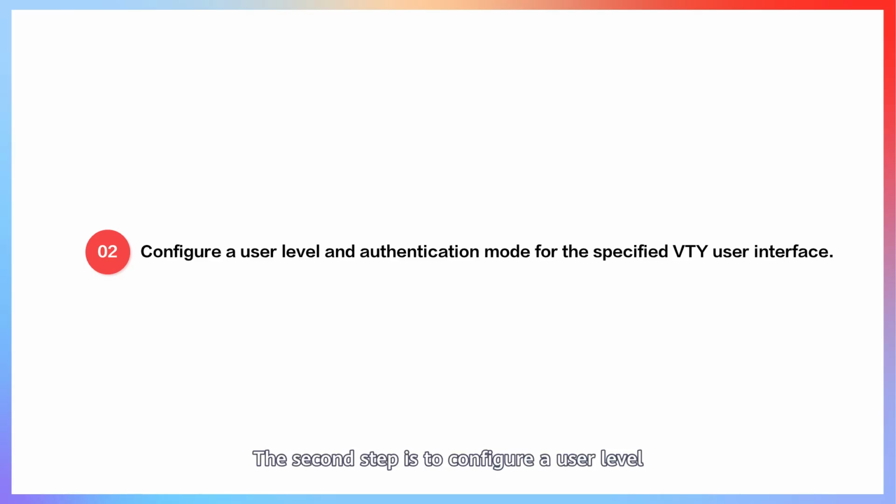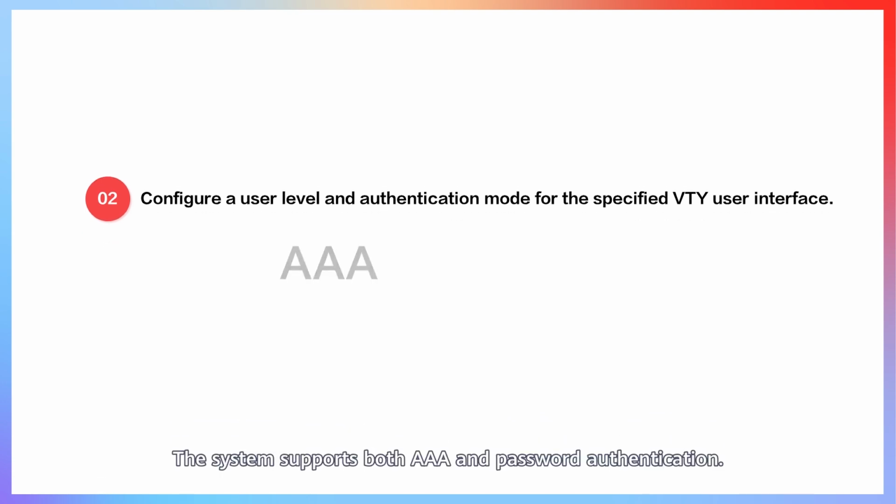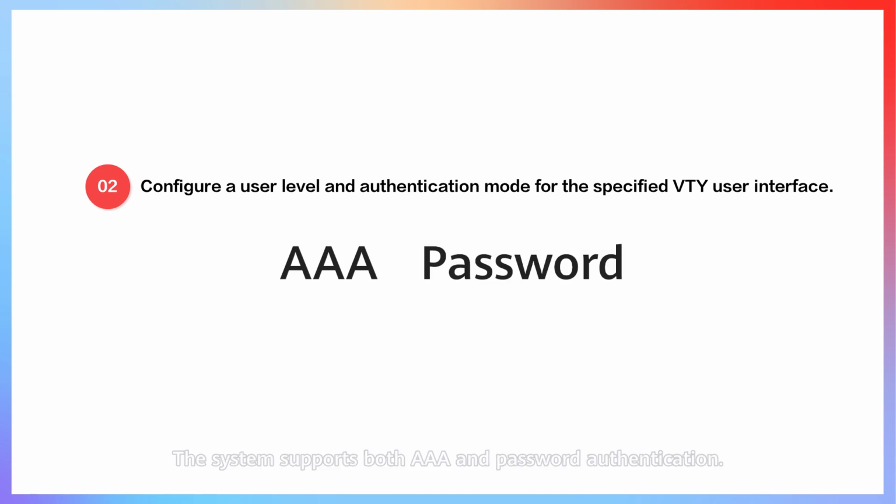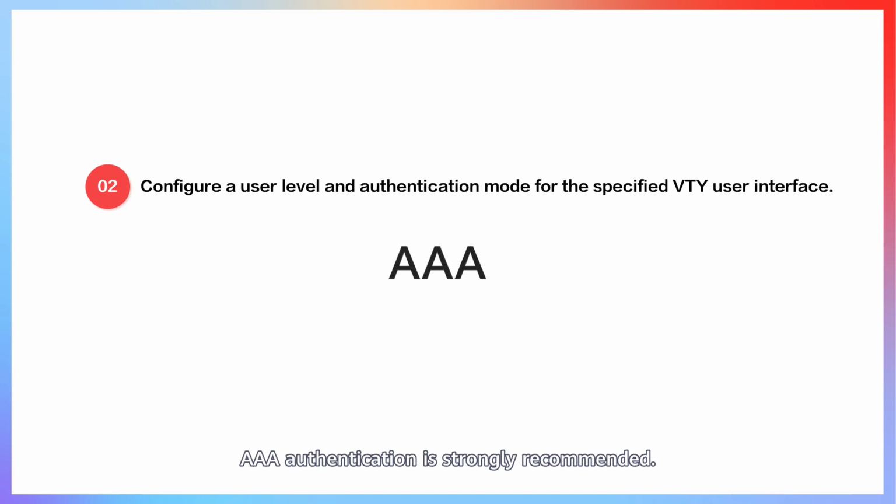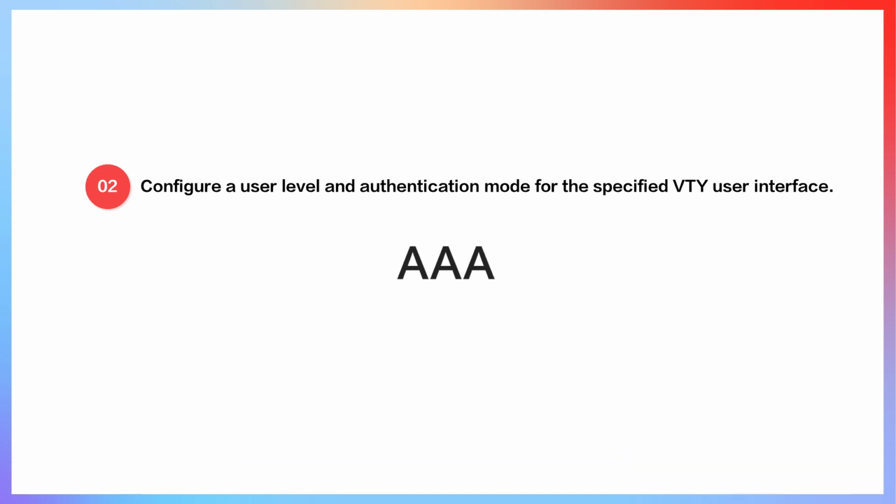The second step is to configure a user level and authentication mode for the specified VTY user interface in order to remotely manage and maintain the device. The system supports both AAA and password authentication. Because password authentication is less secure, AAA authentication is strongly recommended. This example uses AAA authentication. In AAA authentication mode, you need to specify an access type for local users.